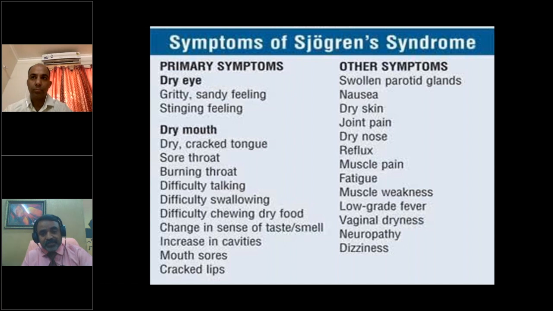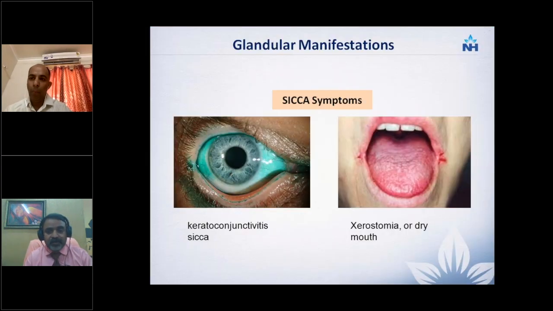And female patients, as these are mostly female patients, will have vaginal dryness and will give a history of dyspareunia. There will be difficulty in intercourse. So these are some symptoms of primary Sjogren's syndrome, and we always ask about all these symptoms. You can see in this diagram the cracked, dry tongue with loss of papillae, and angular cheilitis will be there. This is very classical and long-standing disease, showing the cracked fissured tongue of primary Sjogren's syndrome.